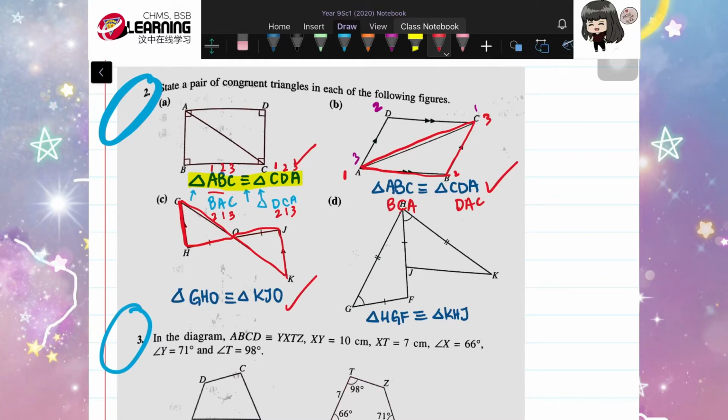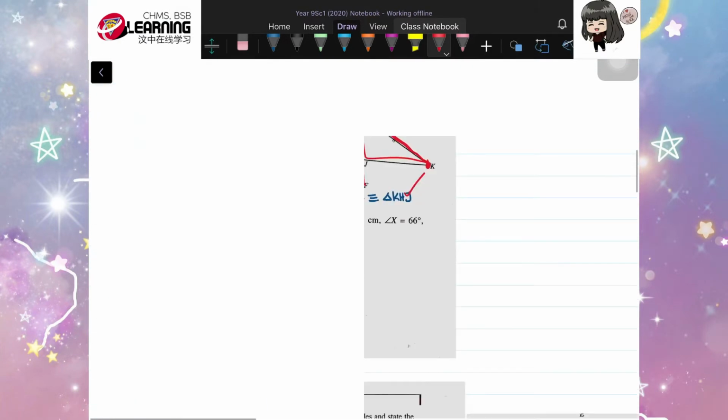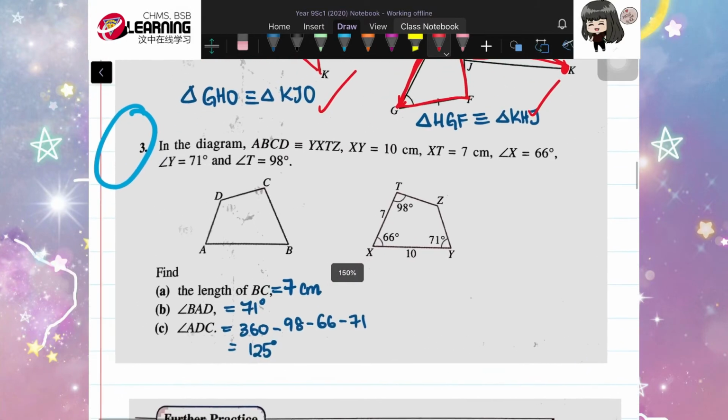Part D, triangle HGF is congruent to triangle KHJ. You see the order. It starts from K and then going to H here. So the triangle of H must go to the G here. Alright, so tick the answer. Question number 3.